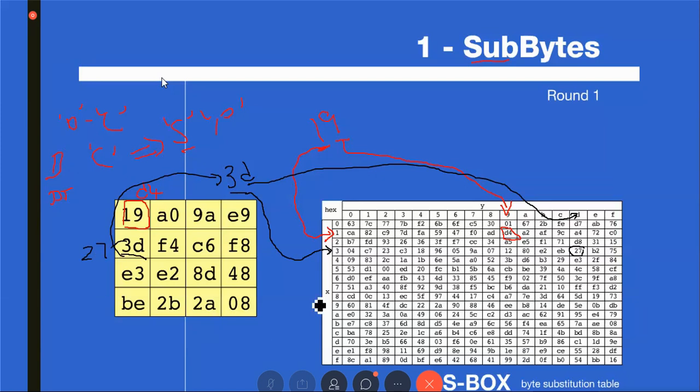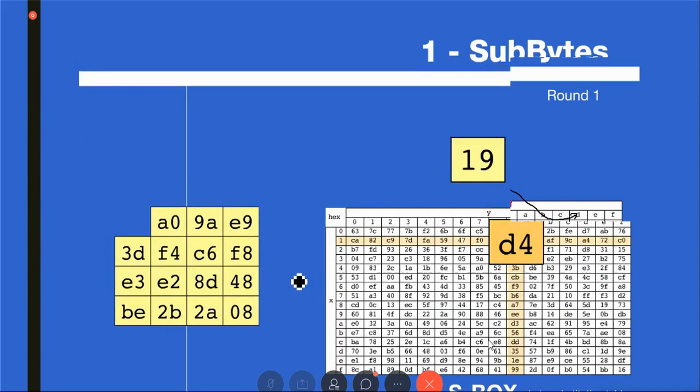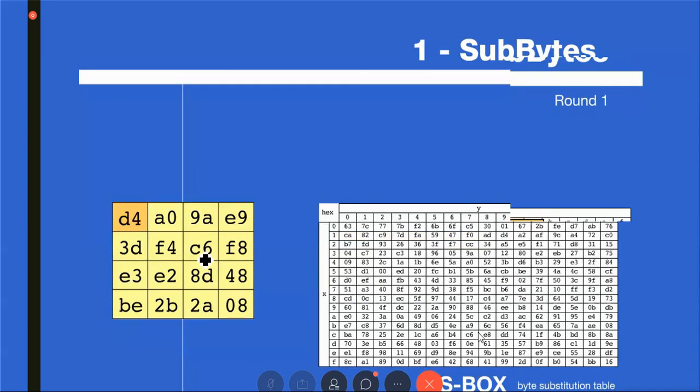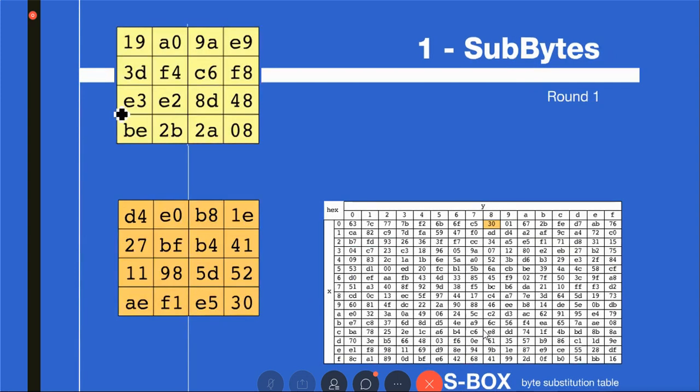So Caesar cipher നടന്നുകൊണ്ടിരുന്നത് പോലെ simple substitution ആണ് ഇവിടെ നടക്കുന്നത്. So 19 എടുത്തു, 1 chooses the row, 9 chooses the column, D4 gets replaced. Likewise, this is what happens to your entire data. D4, 27. Only രണ്ട് examples ആണ് ചെയ്തത്. Likewise, every byte in this state matrix gets substituted by data from the standard substitution box.